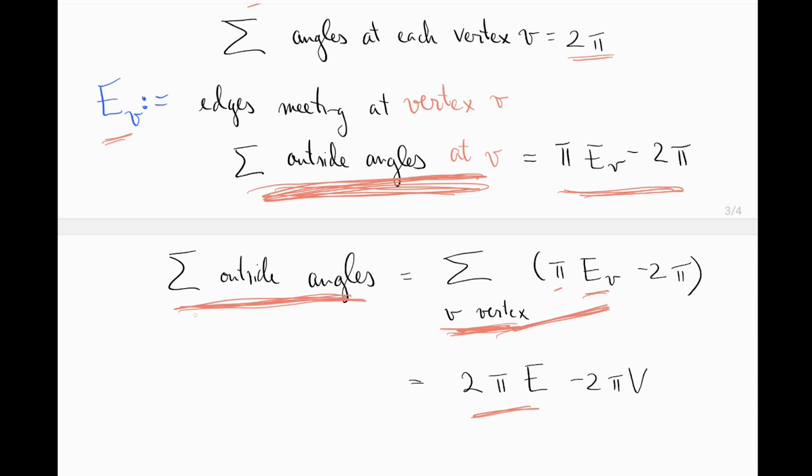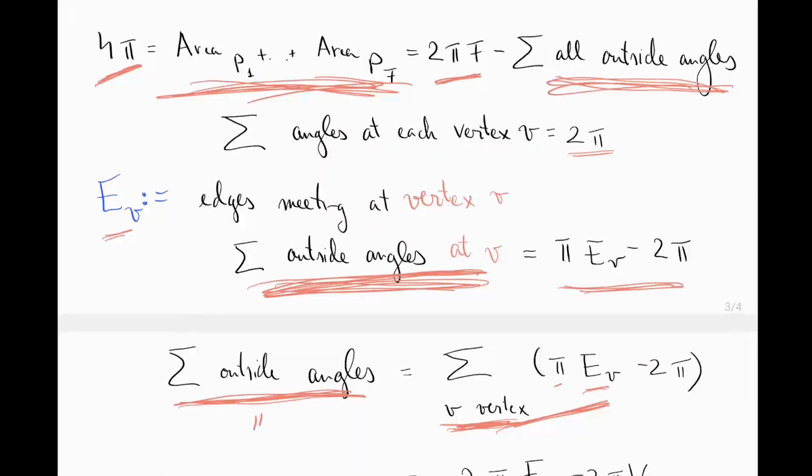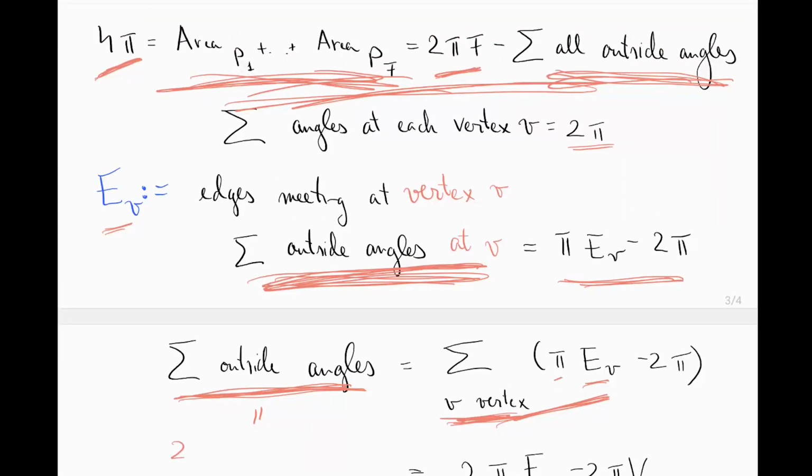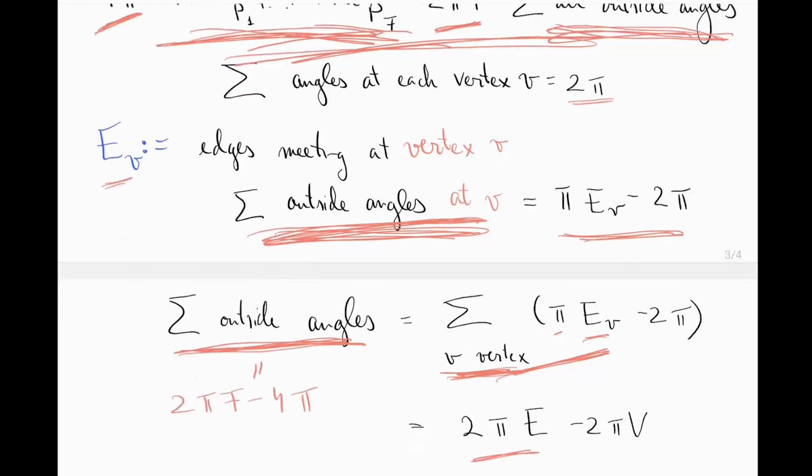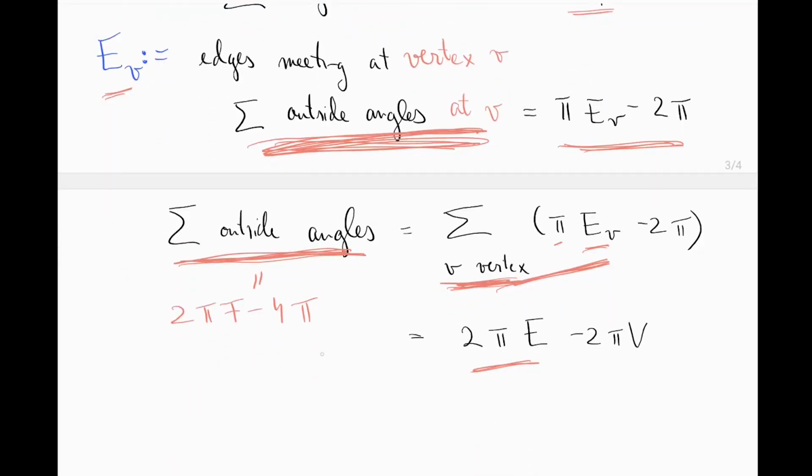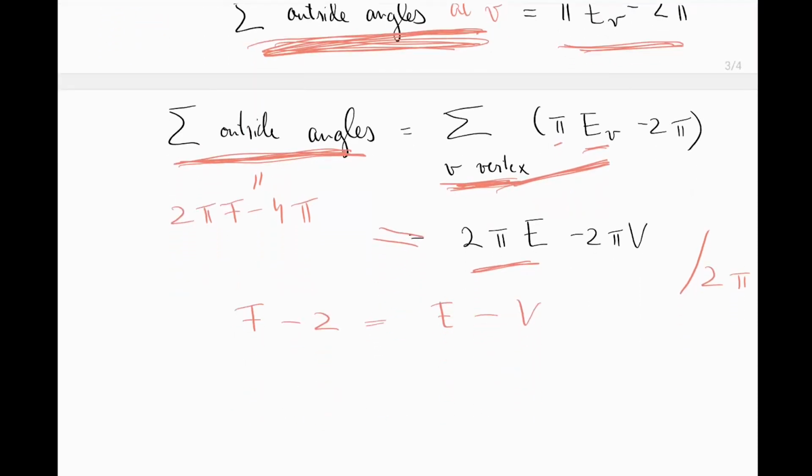Well, we're almost done. So I look at the left-hand side. This is the sum of all outside angles. What's that? Let me go back a little. According to this formula here, that I'm underlining again, the sum of all outside angles is going to be 2 pi F minus 4 pi. So I have that this here is equal to that. Let me divide by 2 pi. Then I get F minus 2 is equal to E minus V. You immediately see it, right?